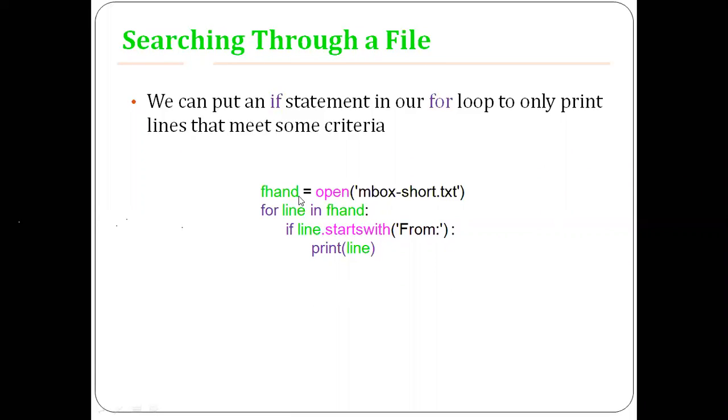Otherwise I'm skipping this one and moving to the next line, like this for all the lines in the file. I'm just reading each and every line. If the line starts with from, I'm printing the line, otherwise we are moving to the next line. Like this, all the lines in the given file will be scanned, and if a line starts with from, we are printing it, otherwise we are not.